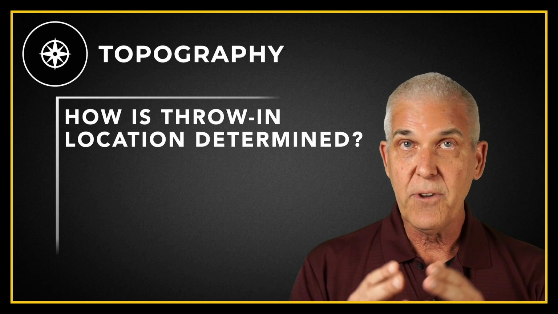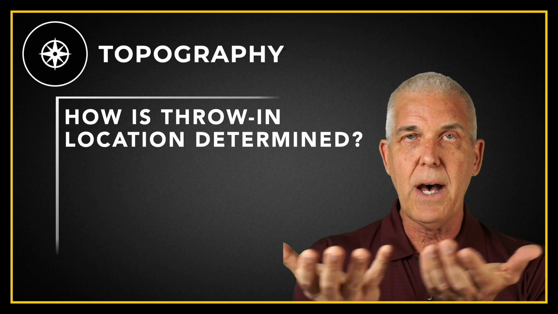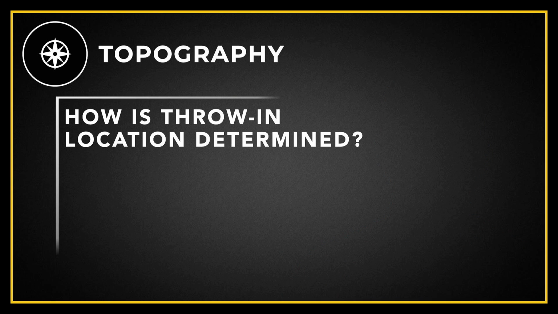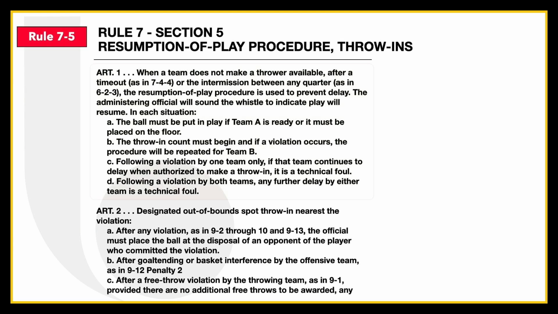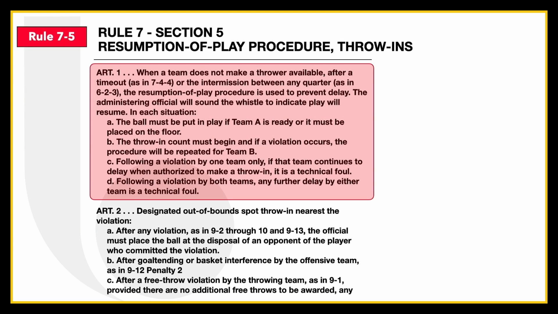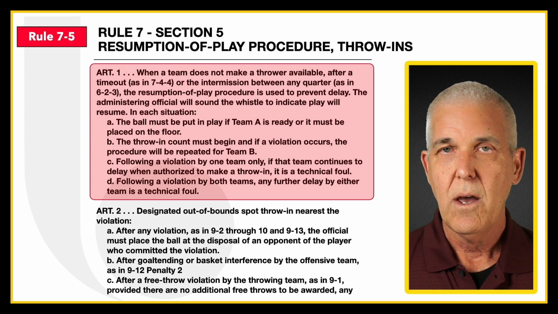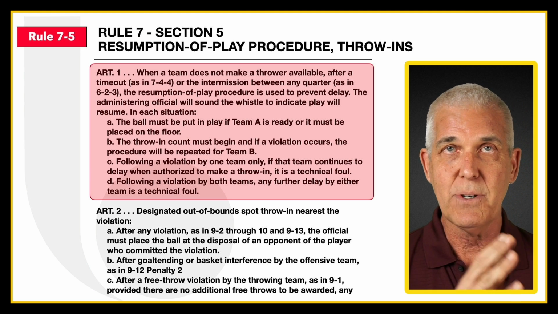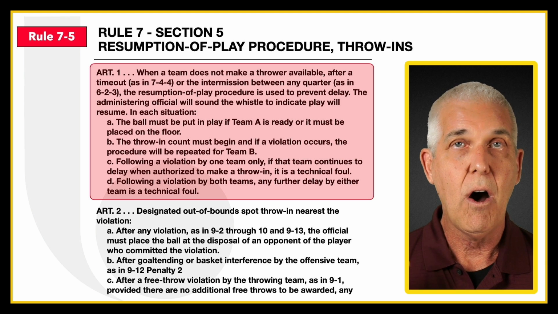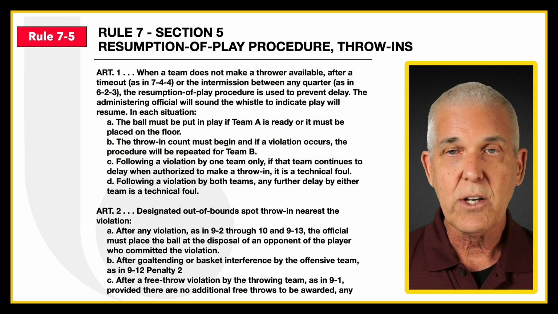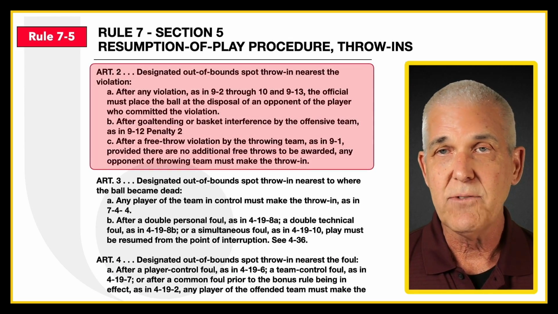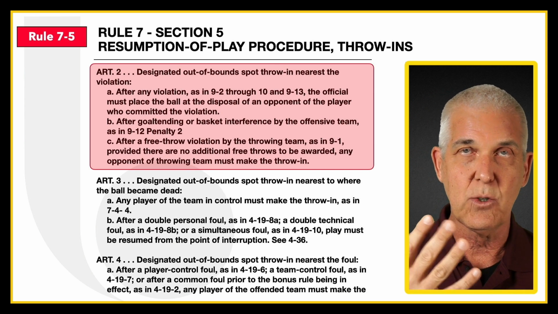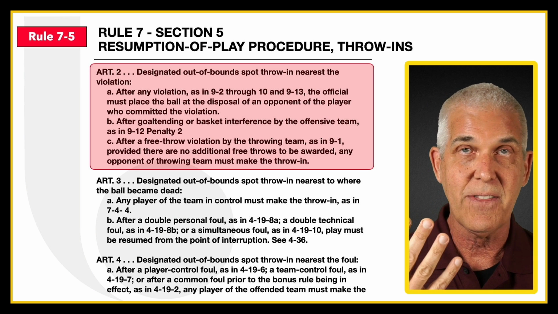Now let's take a look at the topography of the court and understand where throw-in spots are relative to the court. Rule 7, Section 5, resumption of play and throw-ins. We're going to set the resumption of play procedure aside for now and focus on the rest of the rule. So, Article 2, a designated out-of-bounds spot throw-in is nearest violation. Okay, so this rule addresses where throw-in spots are relative to different things that occur.